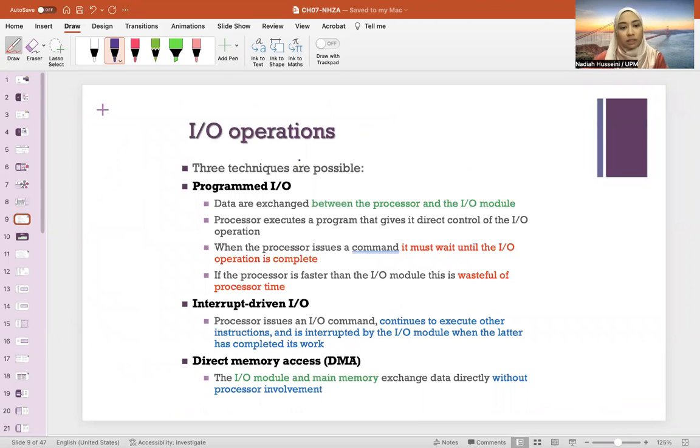So for I/O operations, there are three techniques that we can use. The first one is programmed I/O. The second one is interrupt-driven I/O. And then we have the direct memory access I/O operation. So programmed I/O, data are exchanged between the processor and the I/O module.